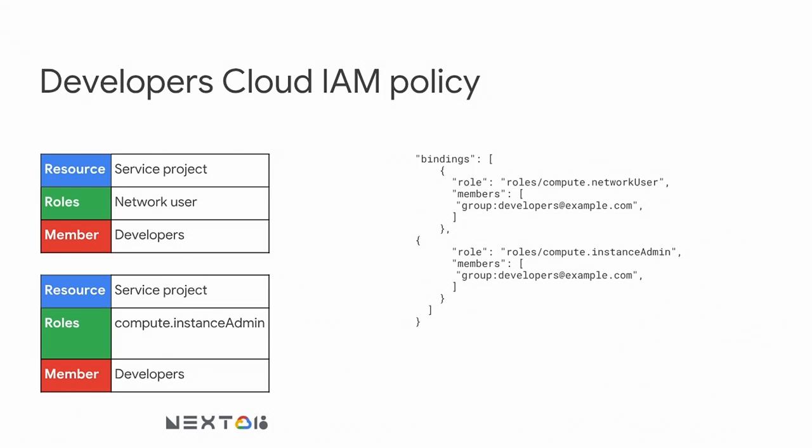Second one is at the service project, i.e. the project that they spin these instances up in. They also need network user there as well, and they also need the ability to spin up an instance admin. Okay?